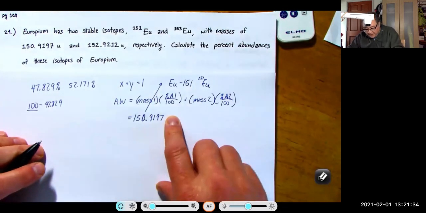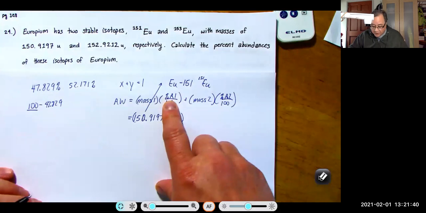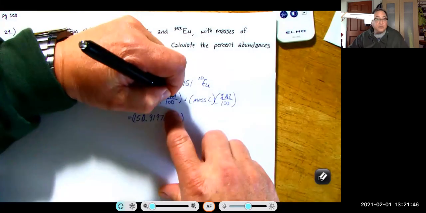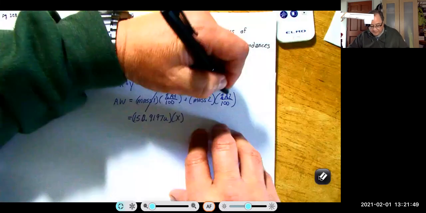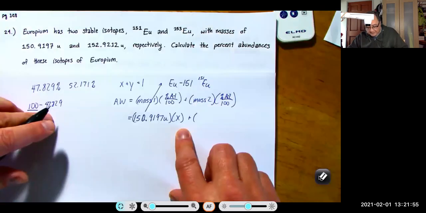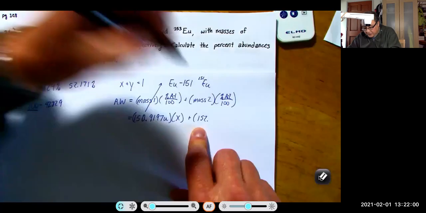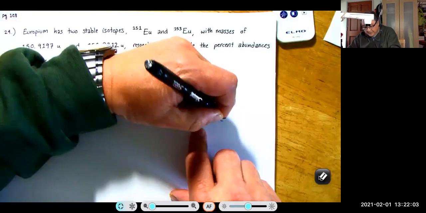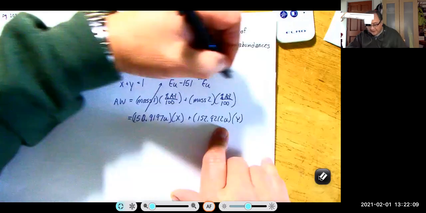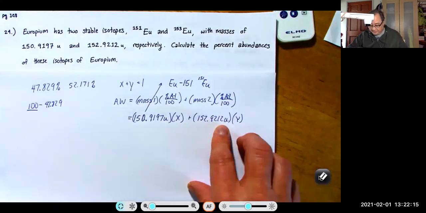And here, if I write this U and then I write X, X is equal to the percent abundance of isotope 1 divided by 100. You have to understand that that's not aluminum, so I'll put a little dash there so you know it's not aluminum, okay? And then plus 152.9212 U times Y. So now that means that X is europium 151 and Y is europium 153.